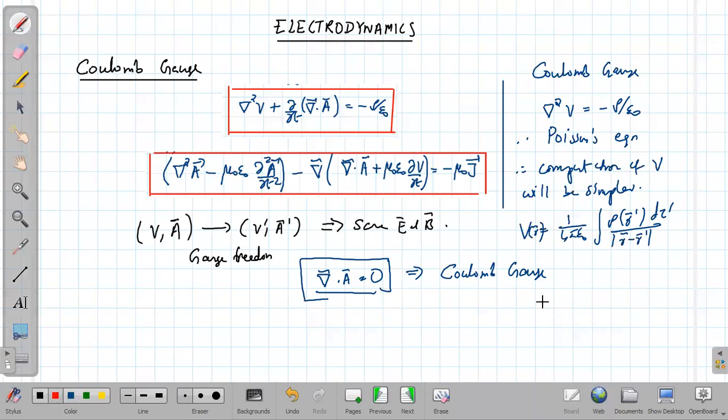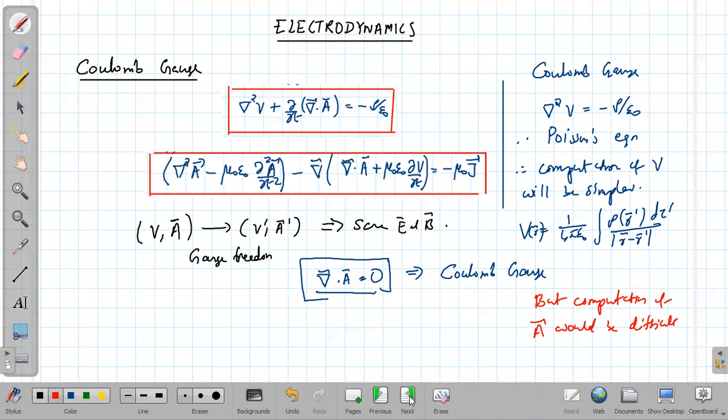The computation of A would be difficult. It would not be straightforward because A has to satisfy this lengthy equation. So that's about the Coulomb gauge.